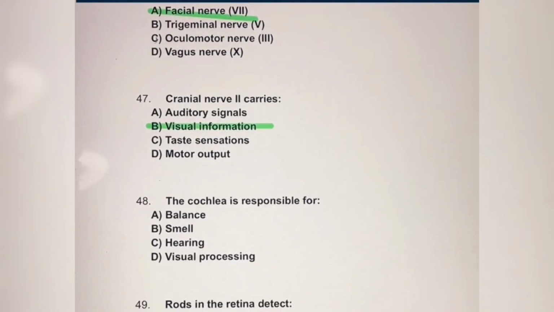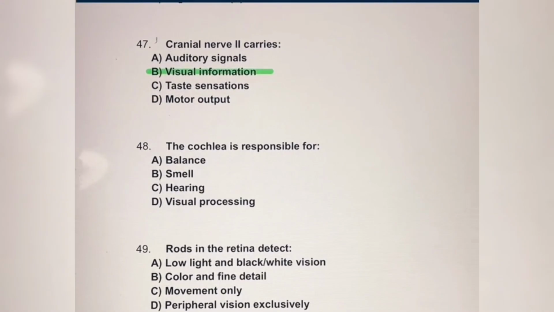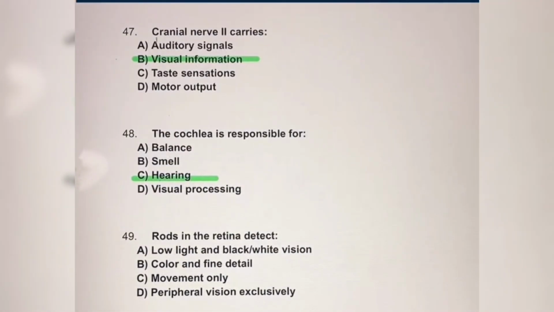Now, number 48, the cochlea is responsible for what? A, B, C, or D? For number 48, what do we think? That is going to be C. It's going to be our hearing. Our cochlea is responsible for our hearing. It's kind of like the spiral looking structure in your inner ear. It converts sound waves into neural signals.